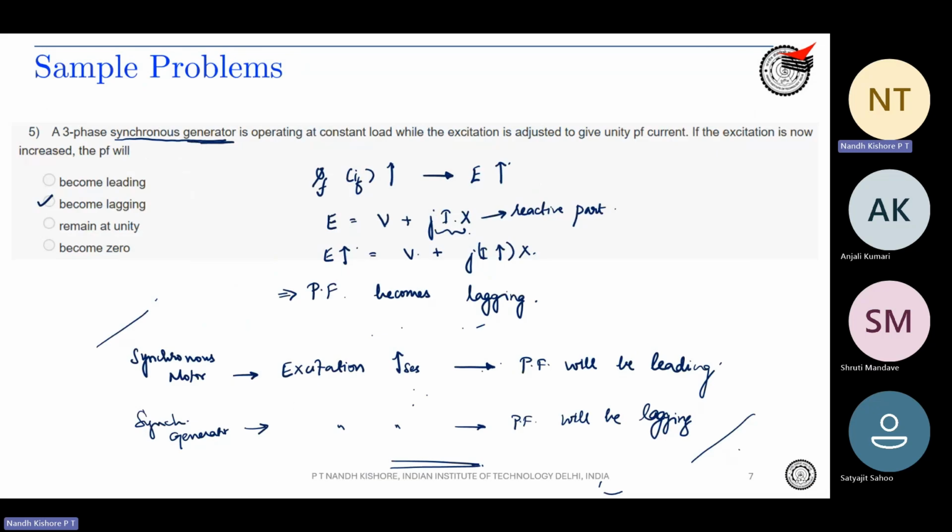And we saw what the condition is if you overexcite a synchronous motor and overexcite a synchronous generator. The effect is going to be exactly opposite. An overexcited synchronous motor is like a capacitive load, whereas an overexcited synchronous generator will be an inductive load. So that we have to remember. Again, it comes from basic expressions.